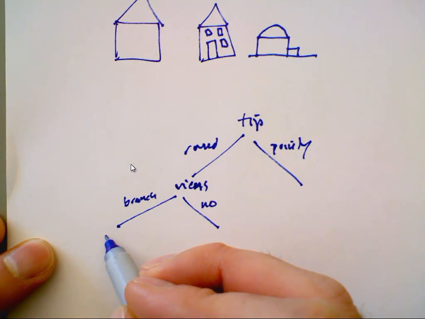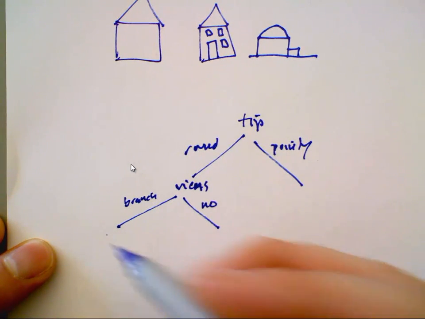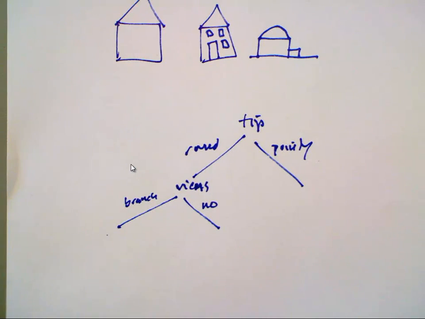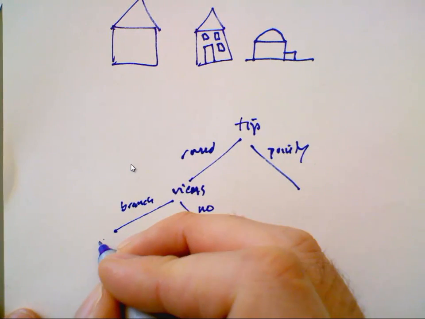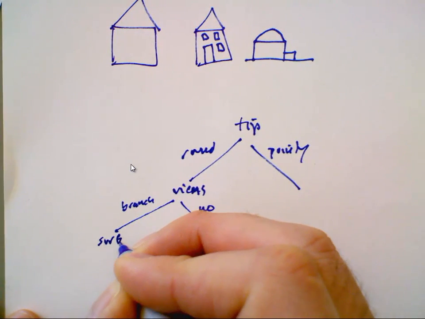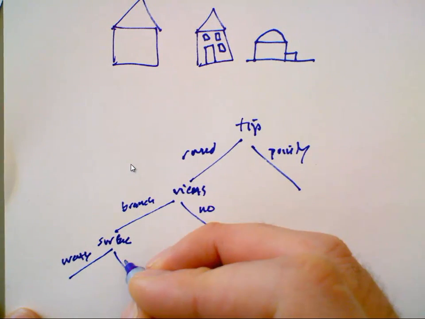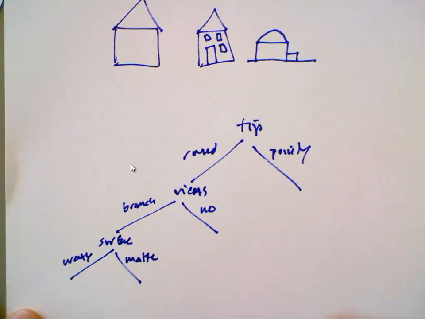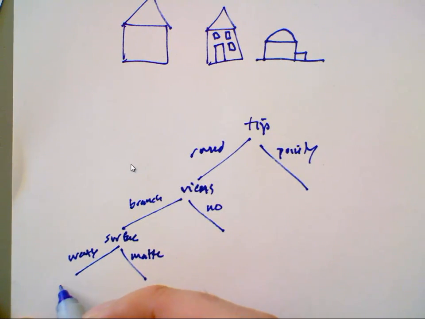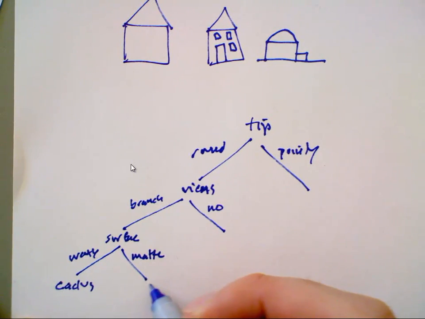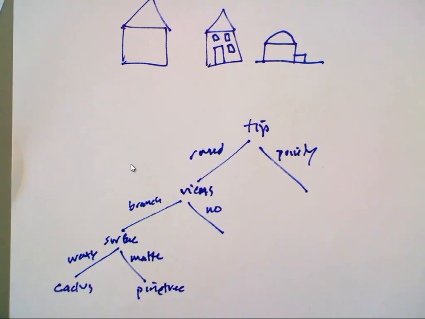And then here you say, does it have, I don't know what they do in botany, some other little feature of the leaf. Like, is it shiny? Does it have a waxy coating on it? The surface, is it waxy, or is it matte? And then here you've got a cactus, and here you've got a pine tree. At the end it classifies the thing for you.